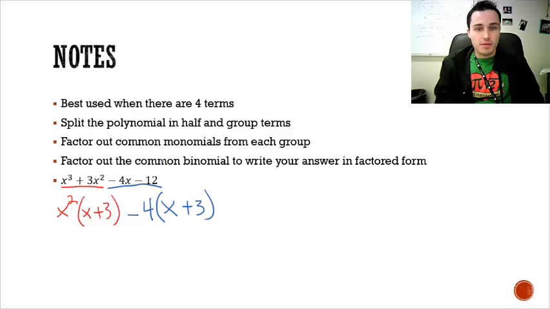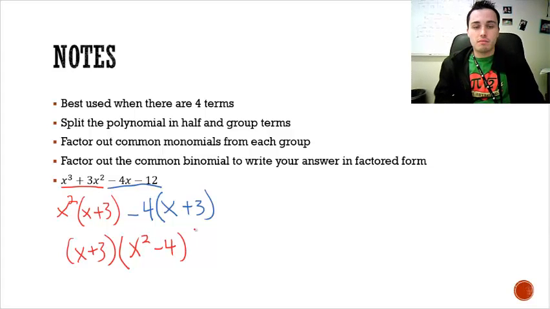Now factor out the common binomial and then write this in factored form. So x plus 3 is a binomial. It's common to both of them. So we're going to factor that out, and my final answer is going to look like this. So the x plus 3 is going to come out. If I do that, then that means the x squared and the minus 4 are remaining. And done. We factored it into factored form here.